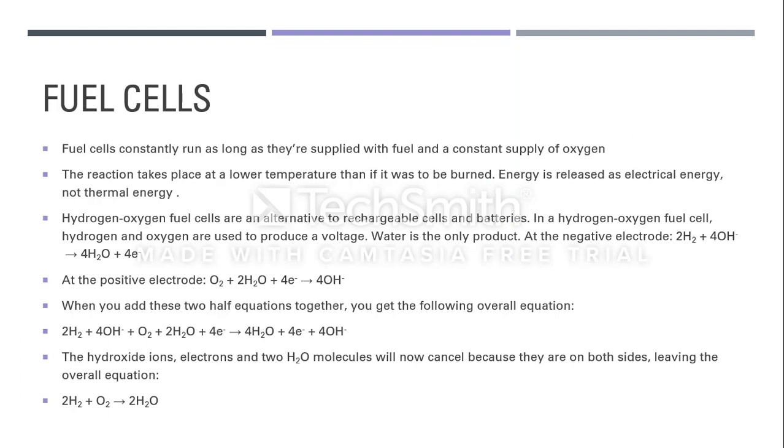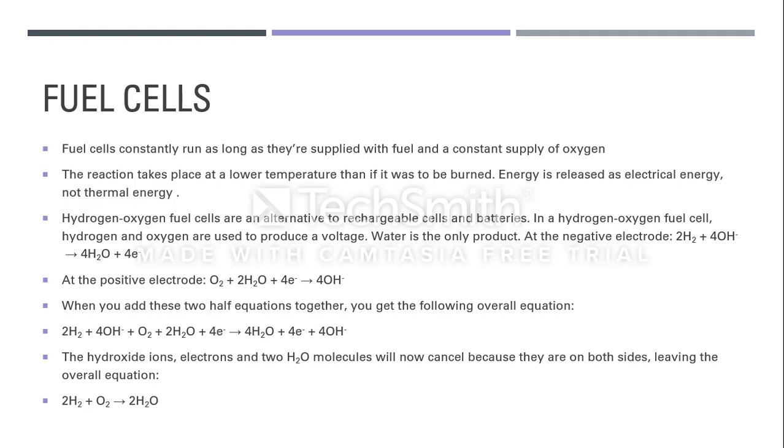Fuel cells. Fuel cells constantly run as long as they're supplied with fuel and a constant supply of oxygen. The reaction takes place at a lower temperature than if it was to be burnt. Energy is released as electrical energy, not thermal energy, which is what happens when chemical cells react. Hydrogen oxygen fuel cells are an alternative to rechargeable cells and batteries. In a hydrogen oxygen fuel cell, hydrogen and oxygen are used to produce a voltage. Water is the only product.